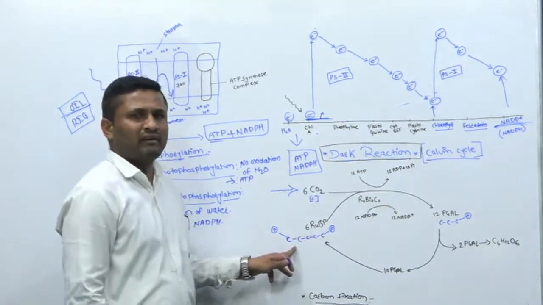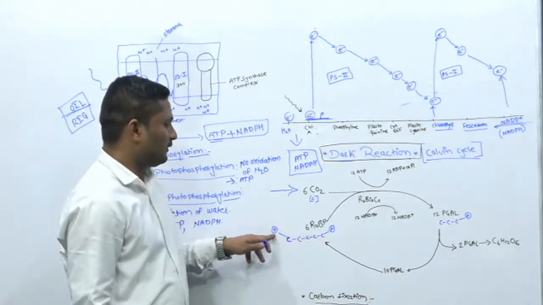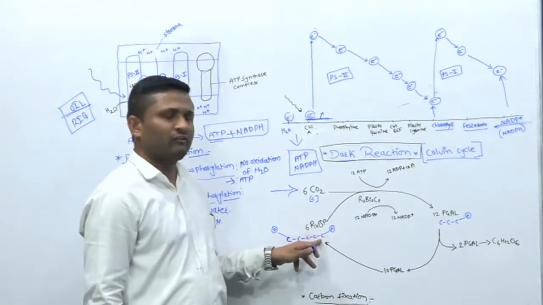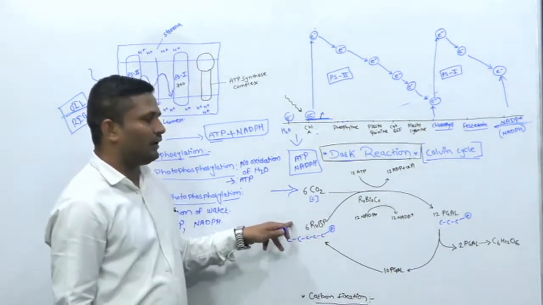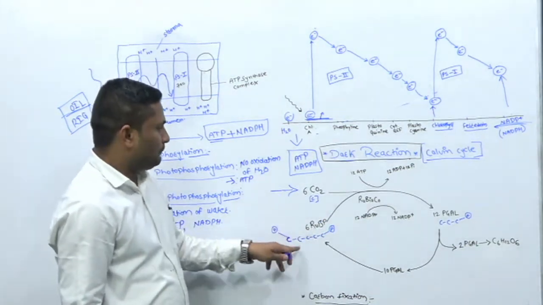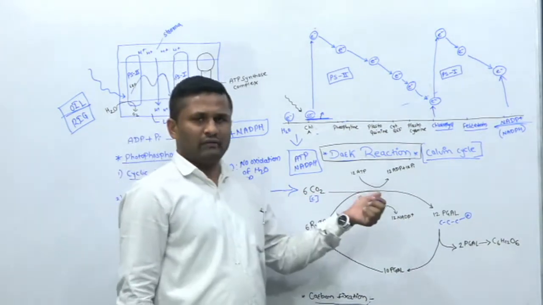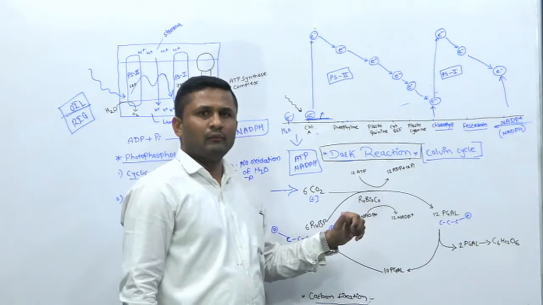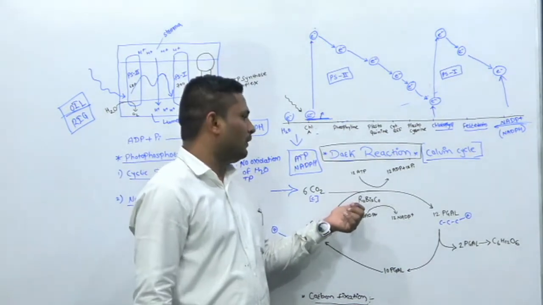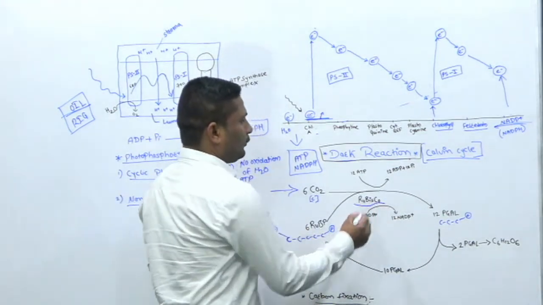See here, you can see 1, 2, 3, 4, 5, and one phosphate is attached to the first carbon, and another phosphate group is attached to the fifth carbon. So it can be called ribulose 1,5-bisphosphate. Ribulose bisphosphate and carbon dioxide will react together, and this will be catalyzed by a very essential enzyme, Rubisco. See here, I have written Rubisco.